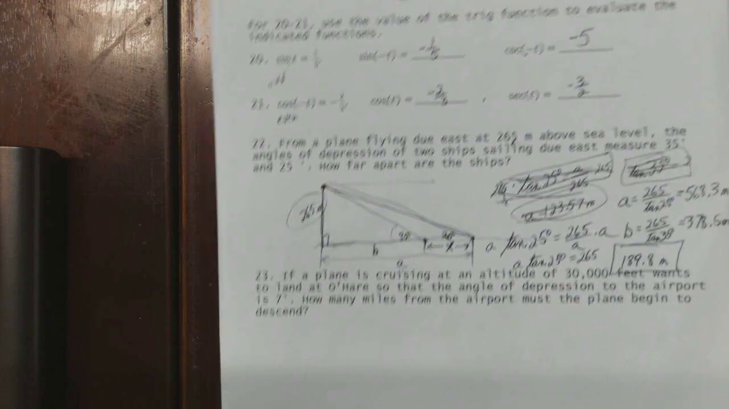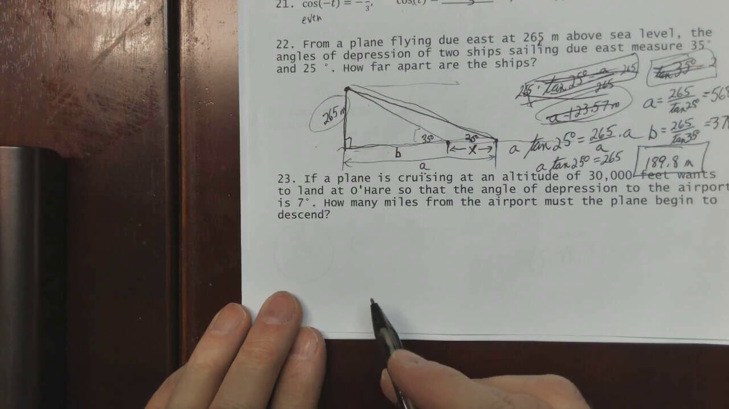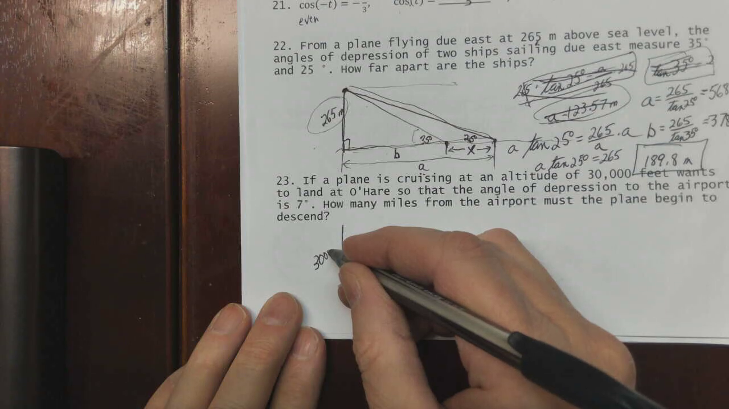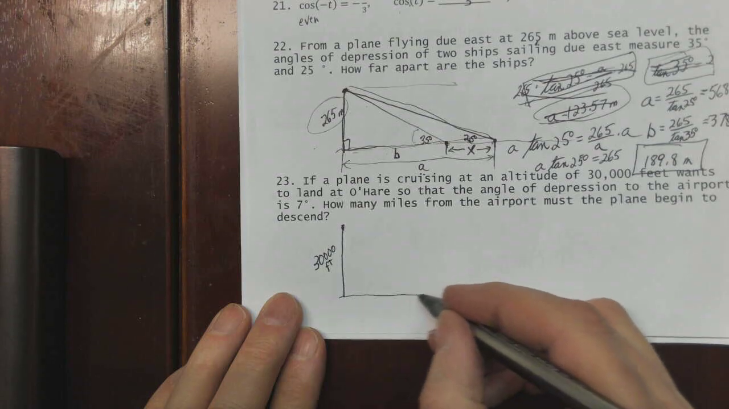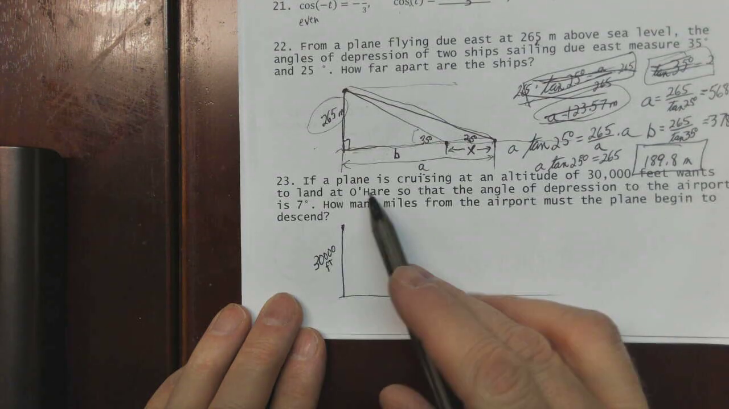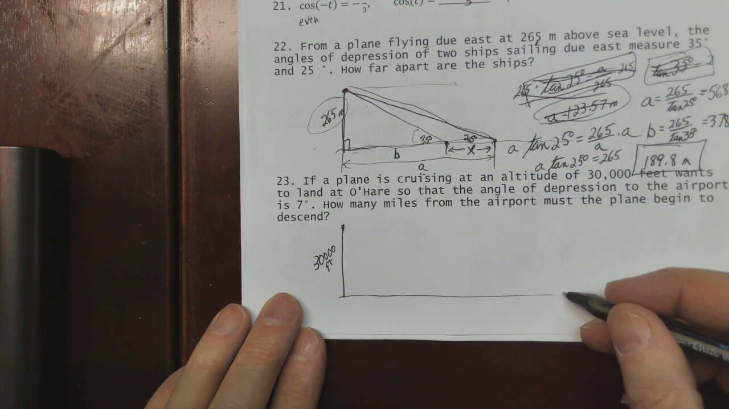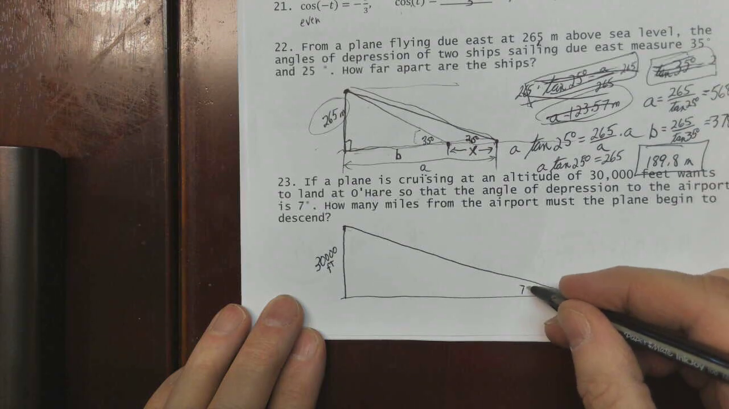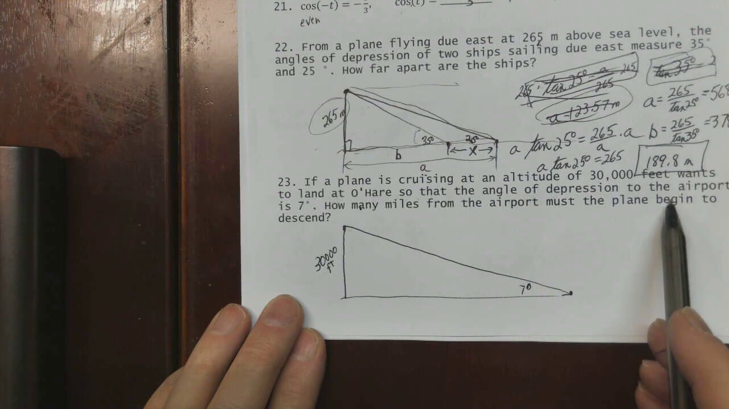All right. Number 23. If a plane is cruising at an altitude of 30,000 feet, and here's the ground, and wants to land at O'Hare so that the angle of depression is 7 degrees, let's say right where you want to land is right here, and that angle of depression is 7 degrees. How many miles from the airport must the plane begin?